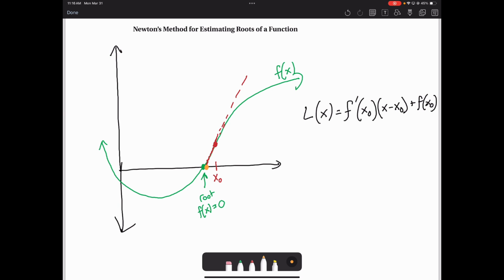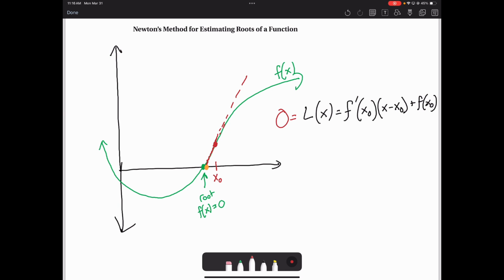Does it have to be on the right side of the real root? No, it doesn't have to be. Depending on the situation, it could be on the other side of the root. It just depends on what your tangent line ends up looking like.